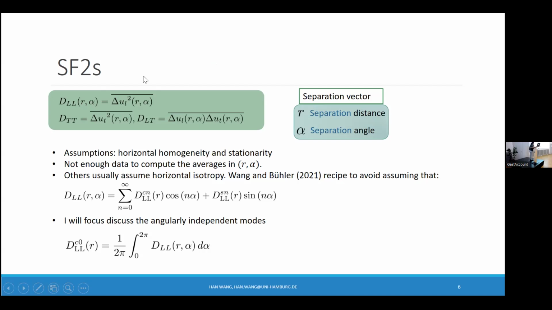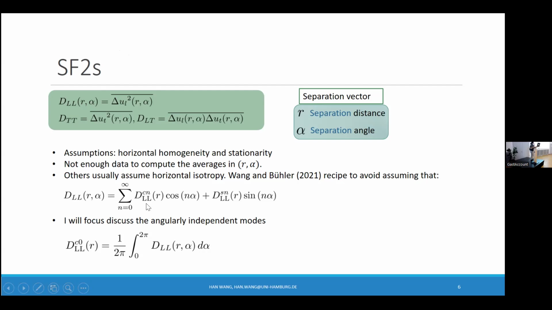In this work, we do a slightly nicer treatment of this problem. We follow a framework that's proposed by Wang and Buehler 2021. Wang is me, and Buehler is my PhD supervisor. We had a stint with second-order structure functions before, where we said that you don't need to assume horizontal isotropy. You can just do a Fourier series in the angles. And then you can say that maybe you don't have enough data to compute all the angular components in the expansion.